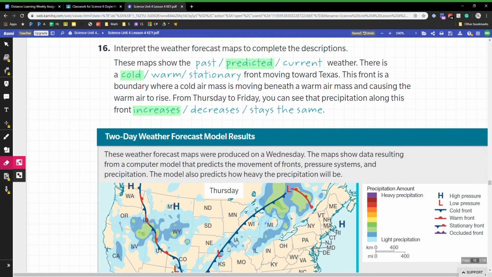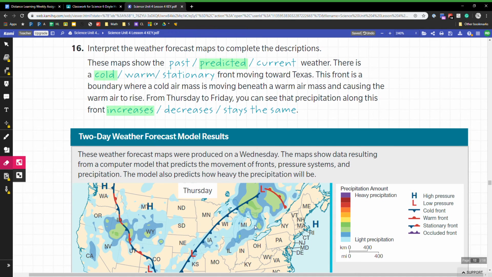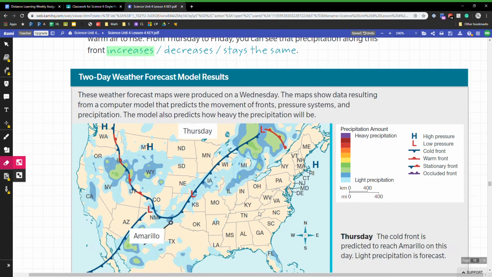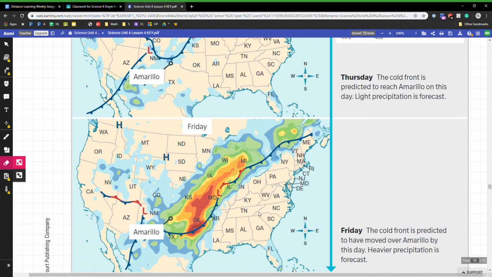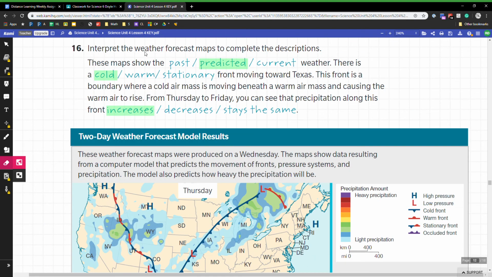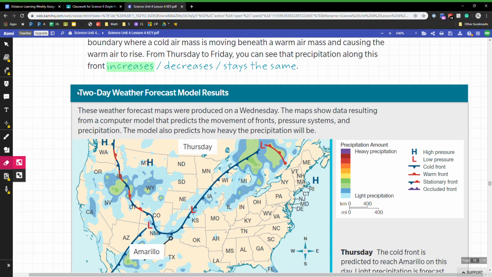So it's really hard to predict them accurately, but they're still useful because it's still nice to know when it's cold the next day. So then you're using this map to make some predictions. So this is Thursday. We have Friday here. These show the predicted weather. If you read up here, it tells you that this is the 2-day weather forecast results. And they say these were produced on a Wednesday.